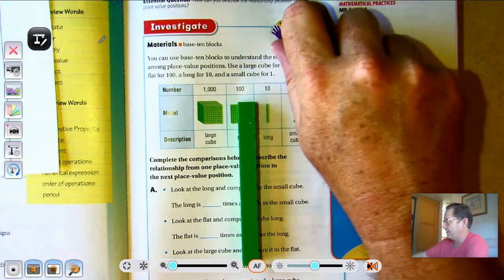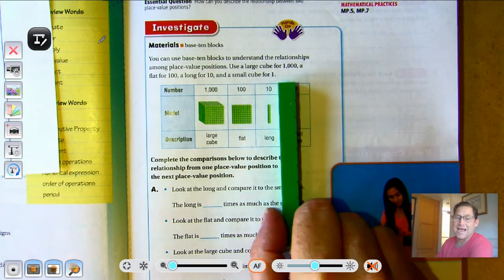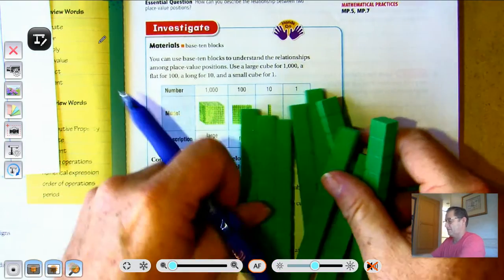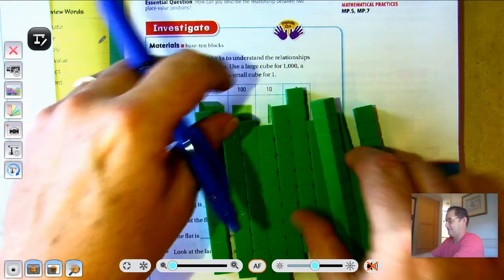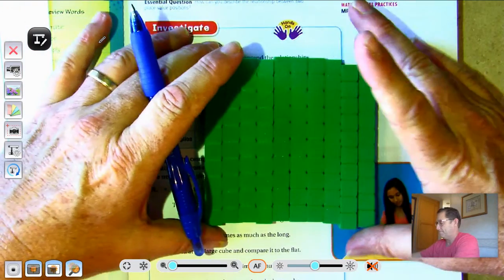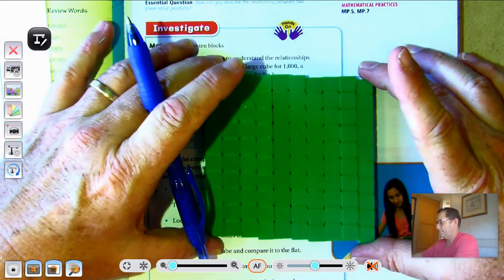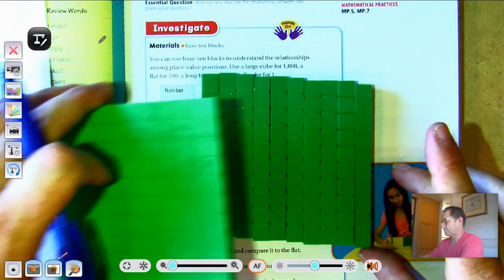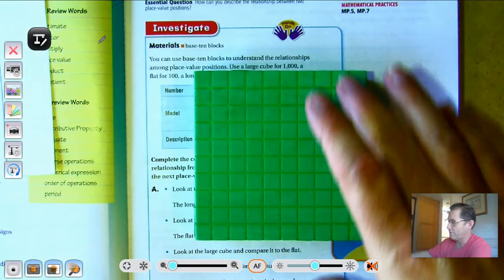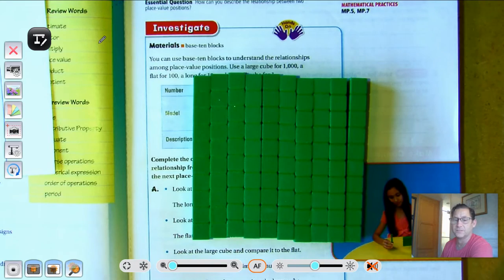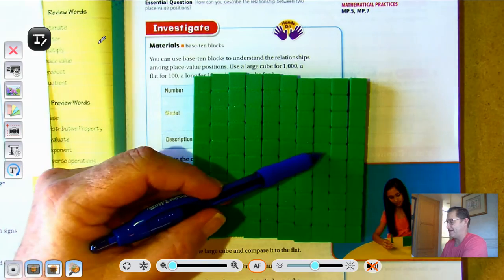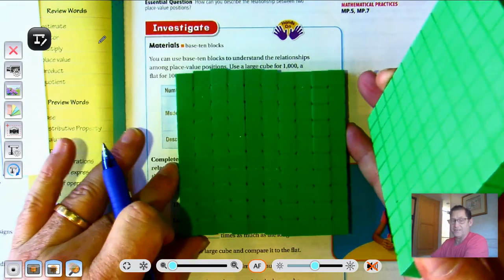So how many longs will it take to equal a flat? Well, there should be 10 longs in a flat. And we can see that if we just put the one flat on top of our 10 longs. So 10, 20, 30, 40, 50, 60, 70, 80, 90, 100. And 10 times 10 is 100, right?